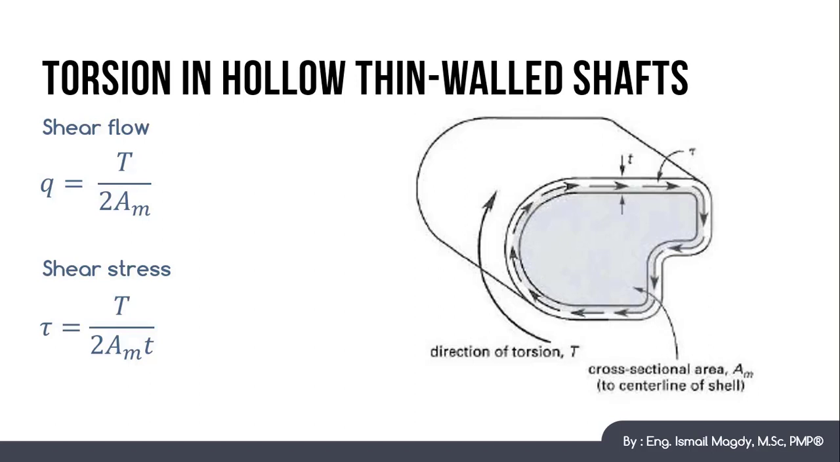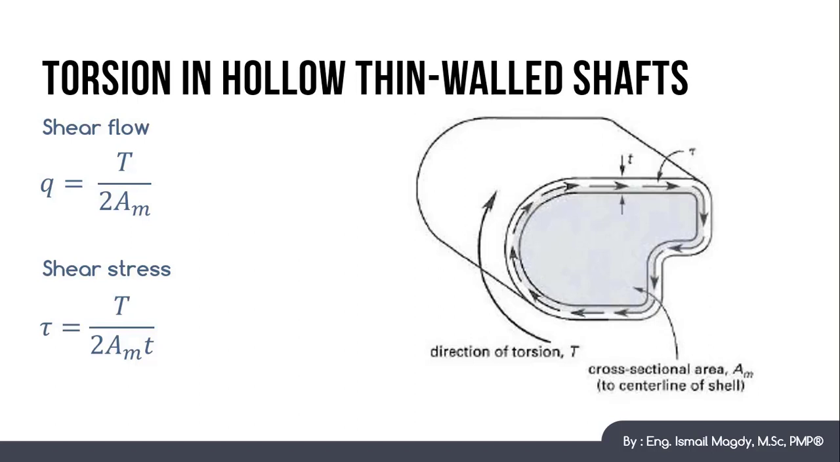So here, if we have this hollow section shown on the right, and it has been mentioned that it is a thin-walled section, and let's consider a torsional moment of T is applied on this shaft. In this case, there are two values to be calculated. First is the shear flow inside the walls, which is calculated by the equation q equals T over 2 A_m, where q is the shear flow, T is the torsion moment, and A_m is the area of the section up to the center of the outer walls.